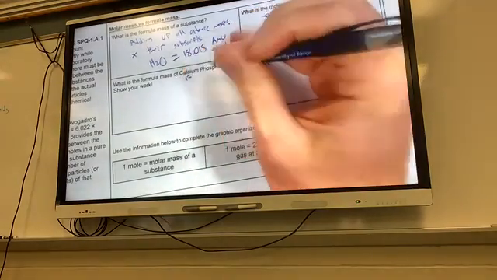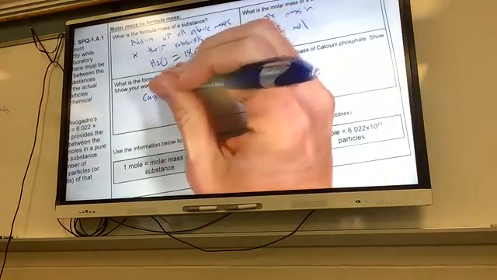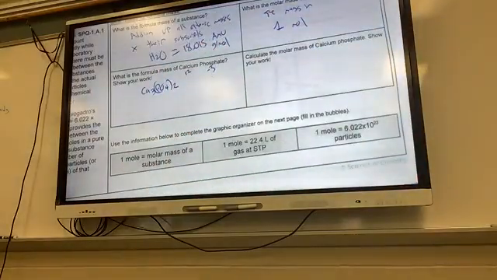Calcium is +2, phosphate is -3. So I have Ca3(PO4)2, right? What did you guys get?